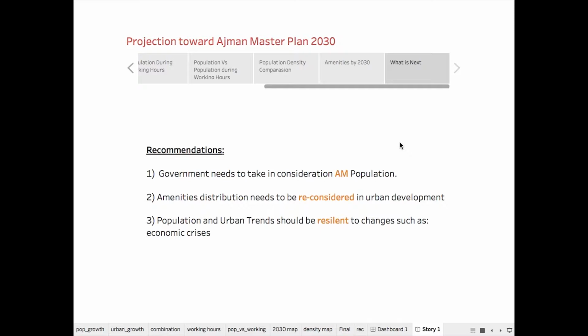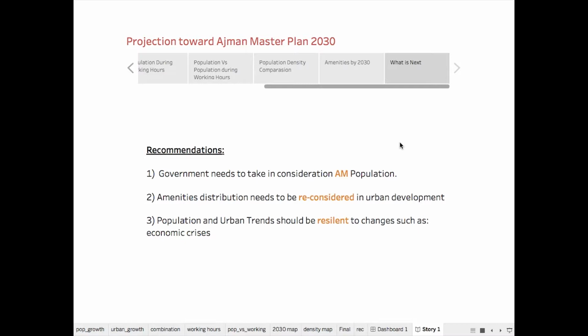So by that, the government needs to take into consideration the population in the morning time in their master plan 2030, not only the population of the people who are actually living in Ajman. The second recommendation is that the amenities distribution needs to be reconsidered in the urban development. As we said, maybe some of the areas do not have very high density.